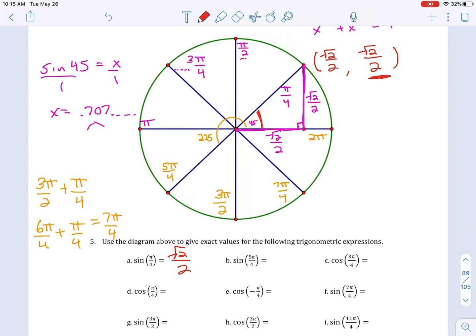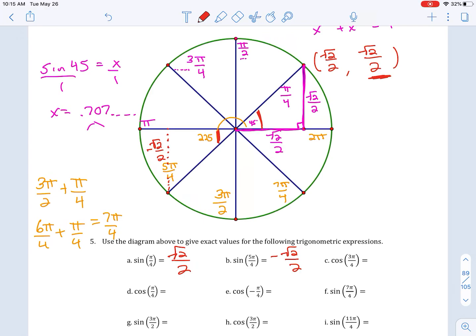Okay, and then we got 5 pi over 4. So that's this angle here. And just think about it. All the distances are the square root of 2 over 2 for the triangles at least. But this part here, my y value would be the negative square root of 2 over 2. So I get the negative square root of 2 over 2. You might pause it and try to fill in the rest of them.